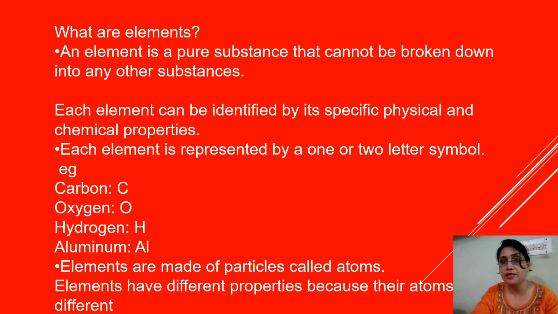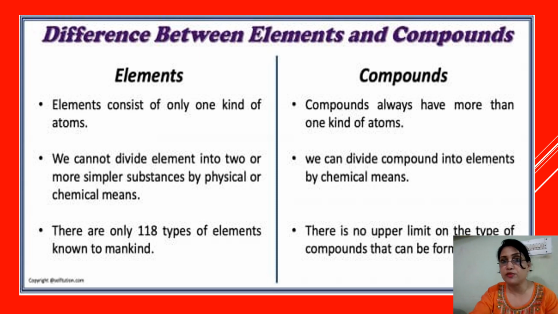Let's move to the next slide. What is the difference between elements and compounds? Now see here, you must have seen the periodic table. In the periodic table, there are about 118 elements, and only elements are there. You cannot find a compound in the periodic table. Have you seen H2O in the periodic table? No, because only elements have been given a place in the periodic table.